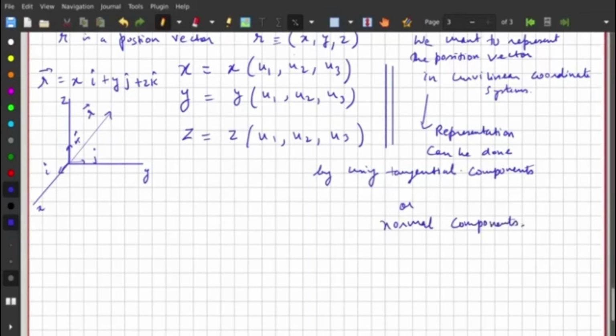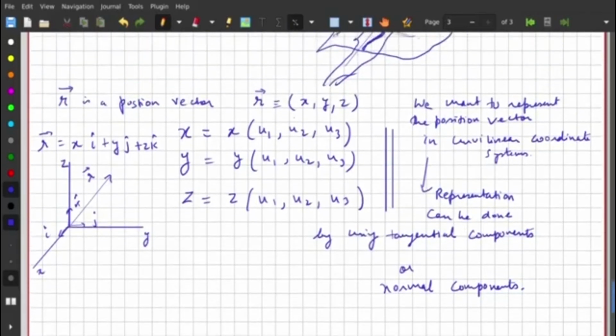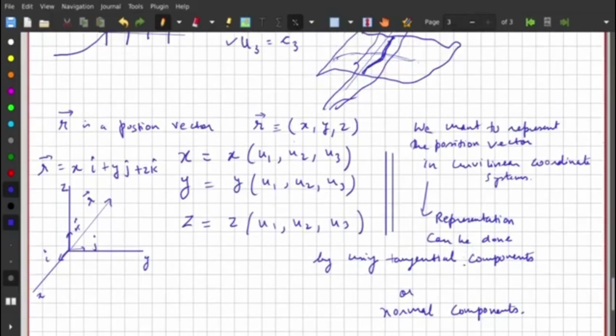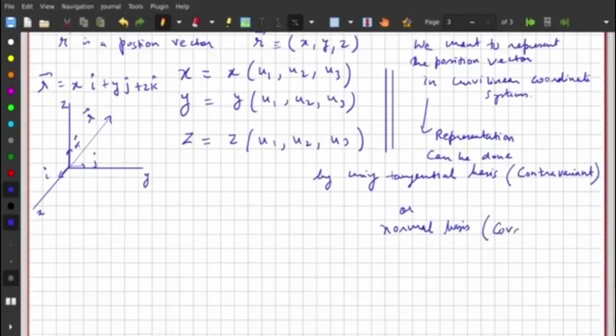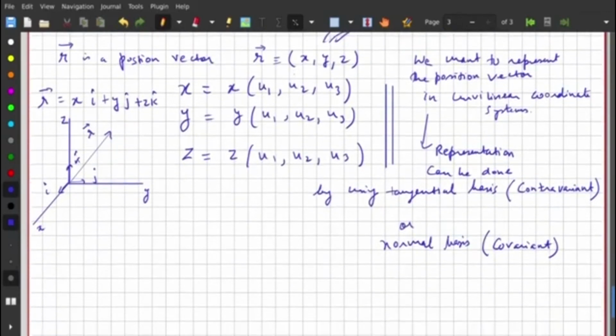So whenever we represent a vector in these curvilinear coordinates in terms of the tangential basis, or let's write basis, tangential basis, normal basis. Okay. So when we do it in the tangential basis, this is known as the contravariant basis, and when we do it in the normal basis, that is known as the covariant basis.